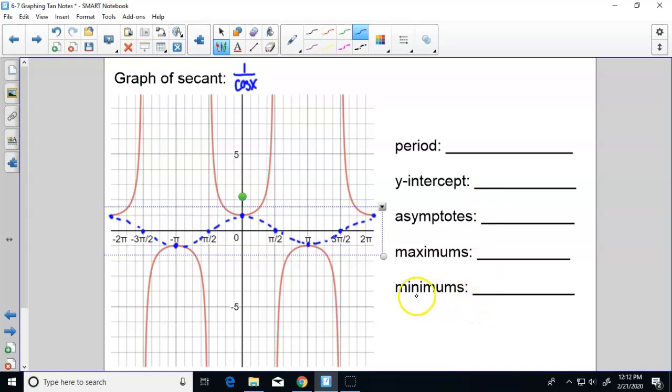We're not going to do all of this, but the period here is still 2 pi because it's based on cosine, so the period is still going to be 2 pi. Your y-intercept is at 1. And I think I'm going to skip the asymptotes, maximums, minimums for this. You can see those on the graph. You'll have Desmos on the actual exam, so I'm not going to worry too much about those right there.